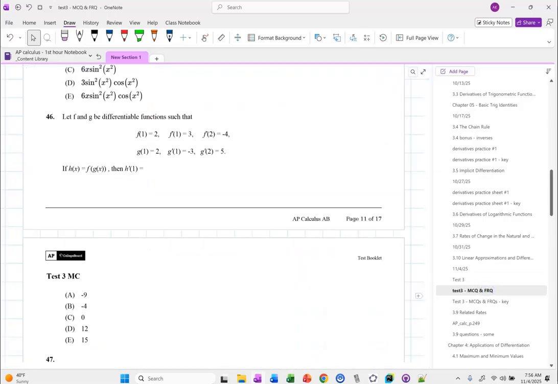So I put together some sample multiple choice questions and free response questions from the MyAP to help review some of those skills. We've done a lot of practice on taking derivatives of things by hand. I feel like you'll probably feel like you're in a decent spot on that sort of thing, right? Or no?